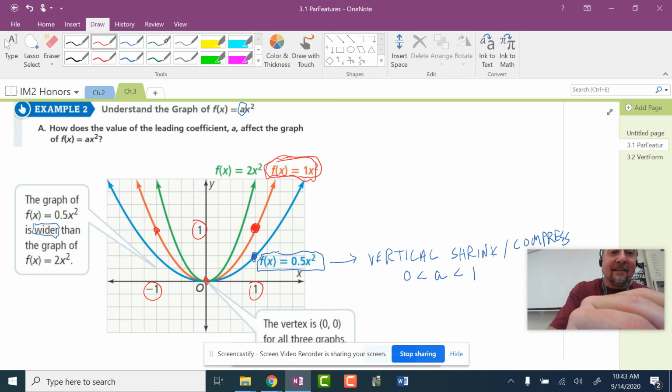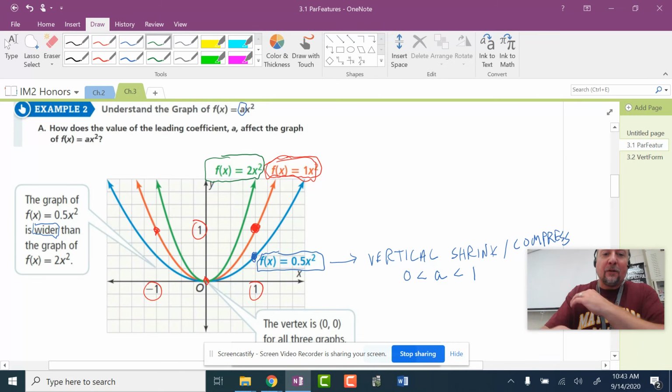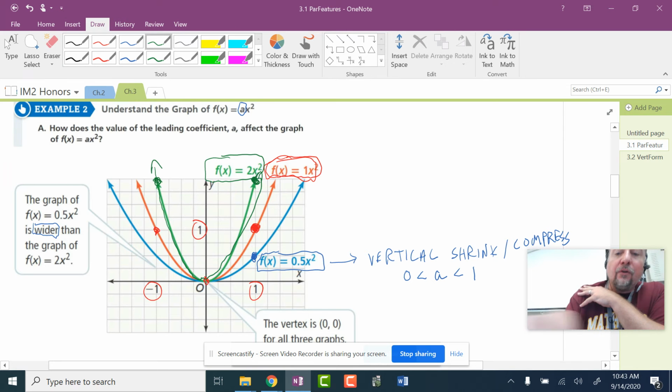All right. And then green, f of x equals 2x squared. Okay, 1 squared is 1, but then you multiply it by 2. So now we got that green function. -1 squared is 1, but then we multiply that by 2, and now we get this picture. This is a vertical stretch.